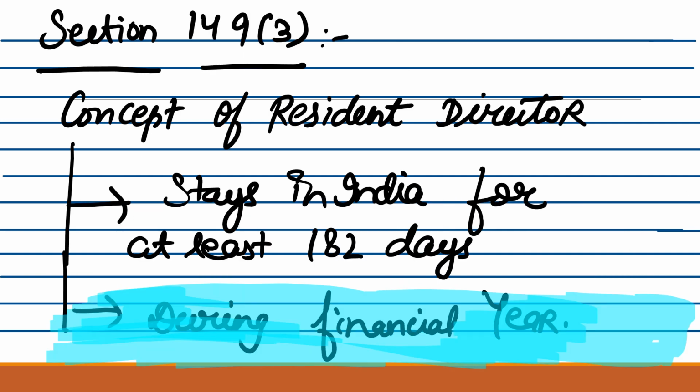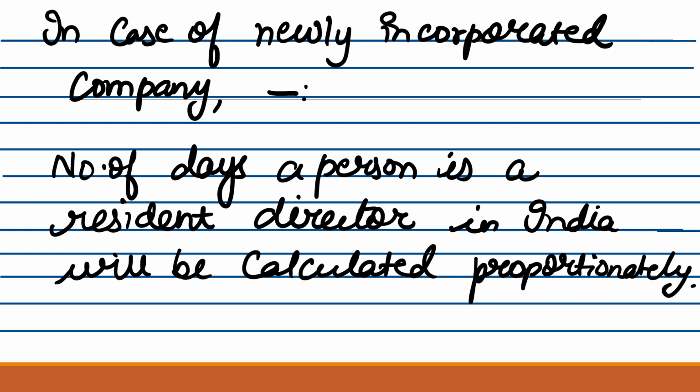Section 149 subsection 3, concept of resident director. A resident director is one who stays in India for at least 182 days during the financial year. Now, during the financial year is an amendment; earlier it was calendar year. Exception is that in case of a newly incorporated company, the number of days a person is a resident director in India will be calculated proportionately. So it will be calculated on a proportionate basis.